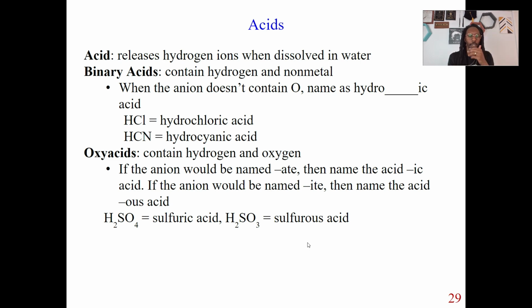Just to throw something out there, and we see this more in chem too, the more oxygens it has, the stronger the acid. So the IC is letting me know, ooh, that's a strong acid. OUS sounds smooth, so it's a little less strong. Still a very dangerous chemical, of course, but it's not an IC. That IC just sounds more furious, more powerful. So if it's an IC, it's a strong acid.